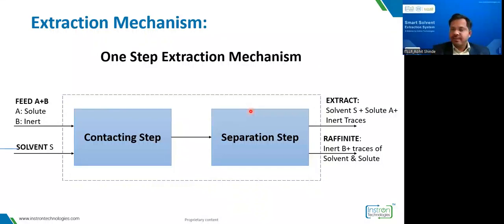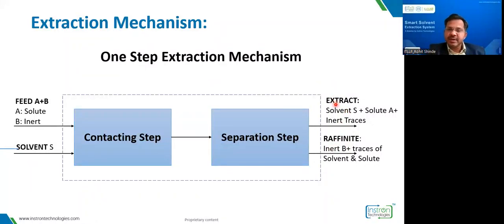This is the schematic representation of the extraction mechanism. If you can see, the feed consists of A and B. A is a solute, which is soluble in the solvent. B is the inert, which is insoluble in the solvent. And we are using S as the solvent. In the contacting step, they are mixed together or exposed to each other so that mass transfer will happen. After a definite time, we terminate the contacting step, and there is a possibility of formation of two phases, the extract phase and the raffinate phase.